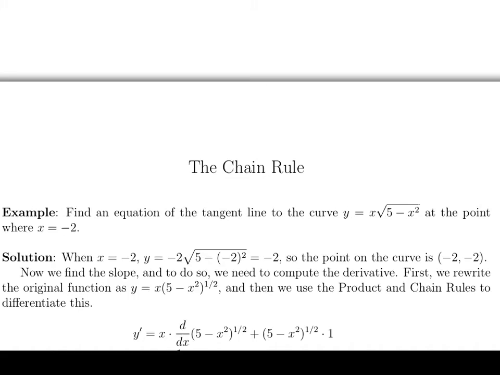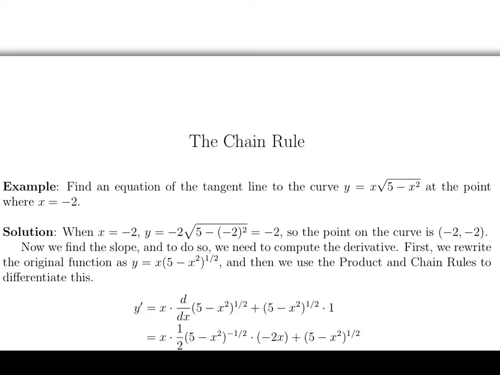We'll use the product rule now, and to differentiate, it's first times the derivative of the second plus the second times the derivative of the first. The derivative of the first is just 1. Now we have to turn our attention to computing the derivative of this piece here, and that's where we're going to need to use the chain rule.